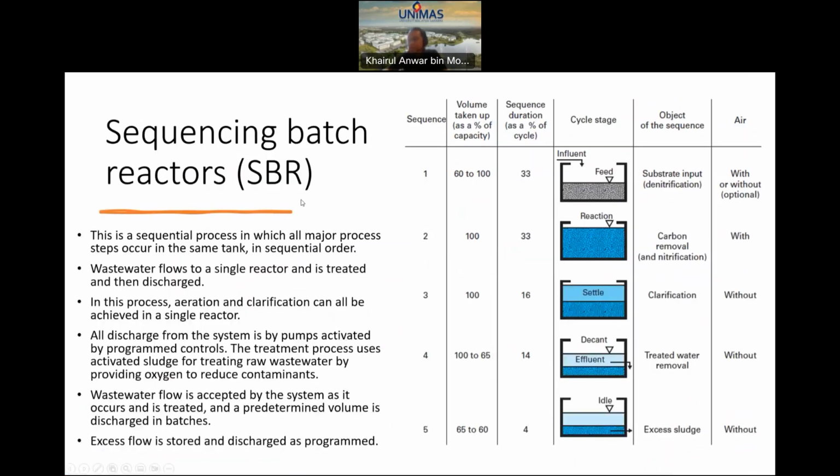The third one is the sequencing batch reactor, SBR. This is a sequential process in which all major process steps occur in the same tank in sequential order. So you have only one tank, a batch reactor, but inside the tank you have several sequences or cycles. For example, the first sequence is substrate input or denitrification, which takes up 33% of the cycle.